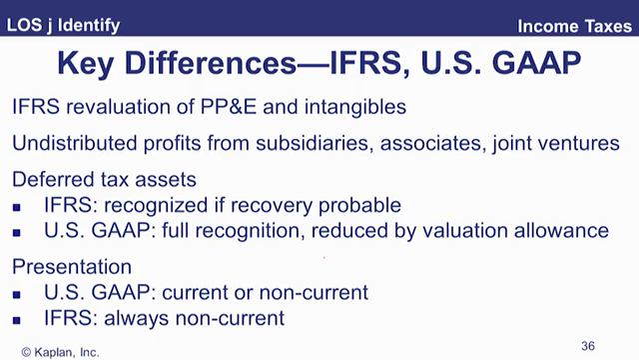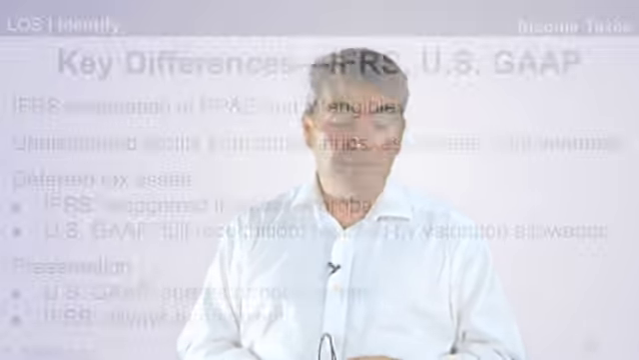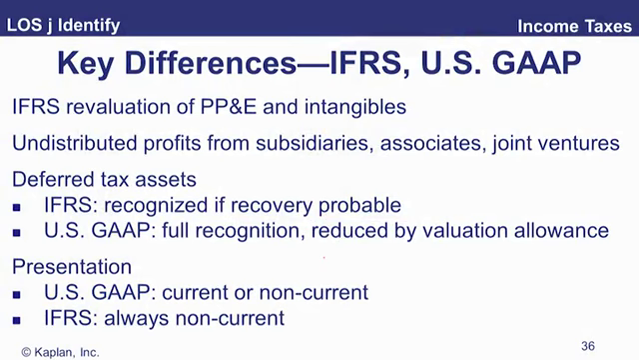Presentation slightly differs as well. US GAAP requires us to split our deferred tax liabilities between current and non-current. So current would include the deferred tax liability amount that reverses in the next period. Non-current would be the deferred tax liability that reverses after more than one period. Under IFRS, we treat all deferred tax as non-current.